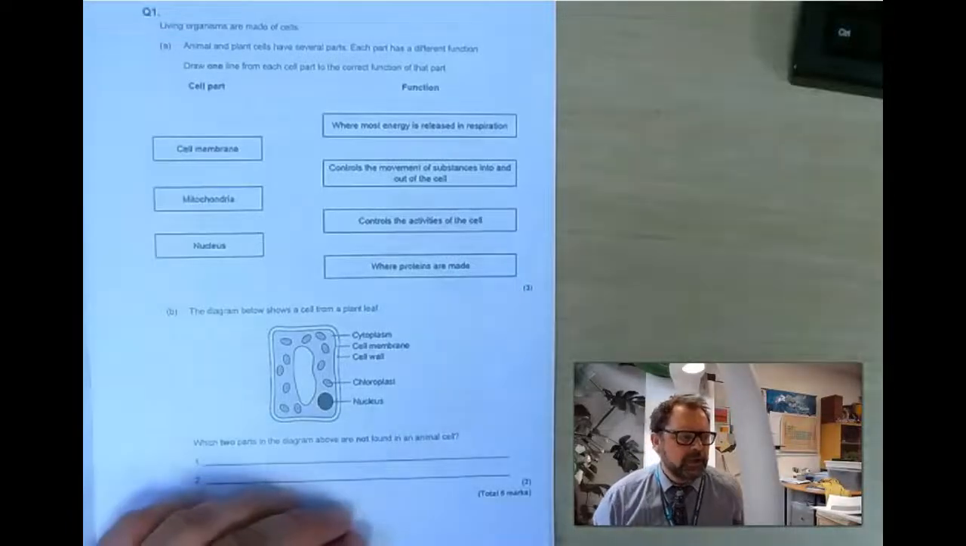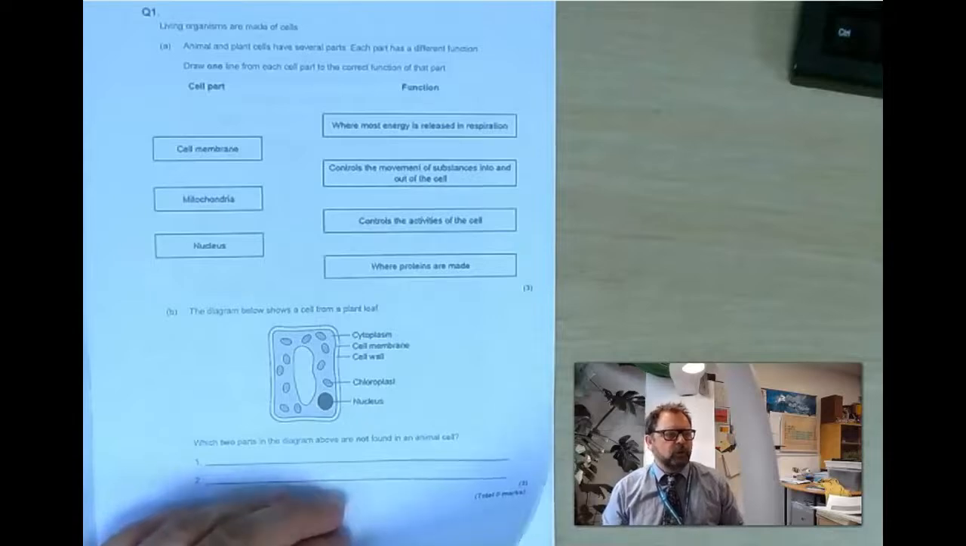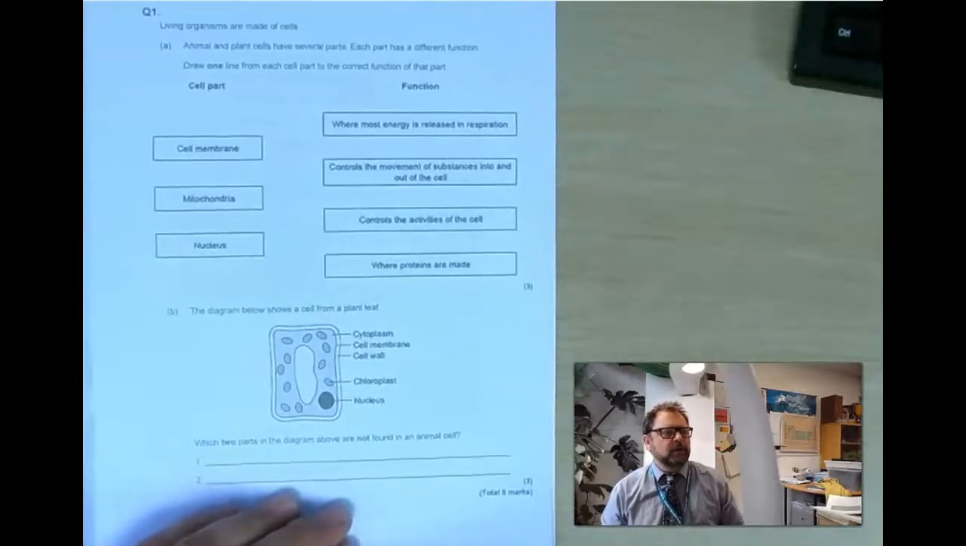Okay, Year 9, let's talk about this Year 9 exam and go through the questions here. The first part of question 1 is about recalling facts about cells. You've got 3 parts of cells and we simply need to match them up to their job. So if you've got this wrong, you must memorize these facts.